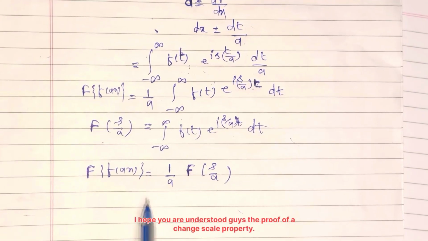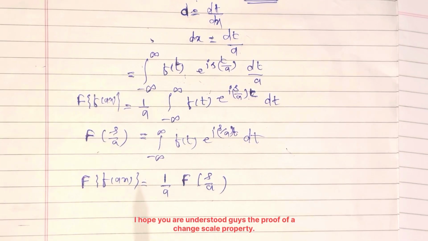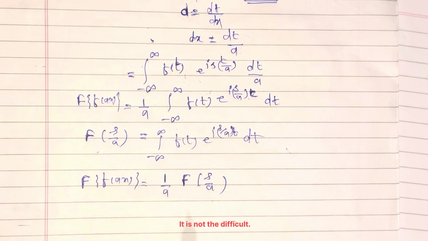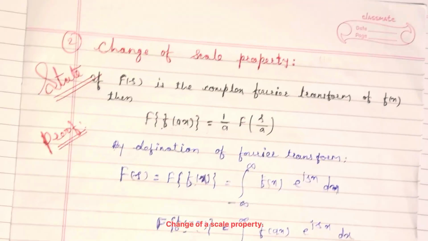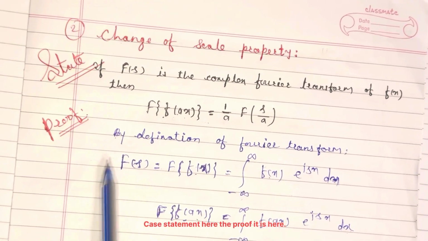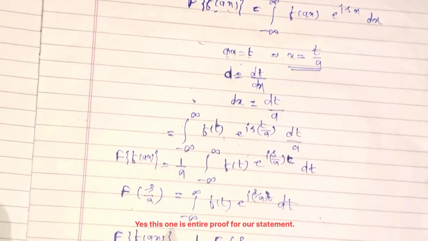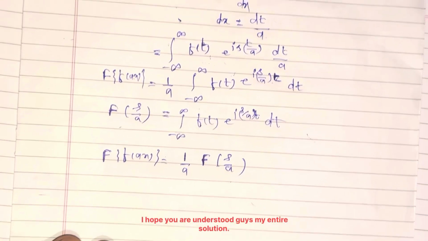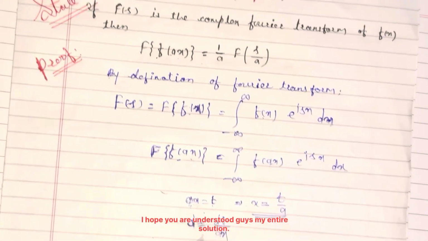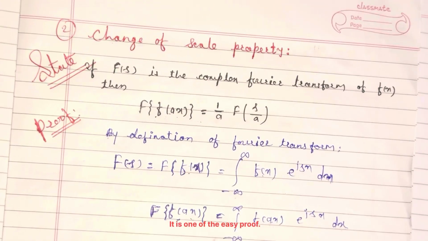I hope you all have understood, guys, the proof of the change of scale property. It's not that difficult, it is one of the easy properties, guys. Just need to understand the logic behind the property. These are the important properties for solving the examples. So for your reference, you can check my entire solution over here. Change of scale property, the statement here, the proof it is here. Yes, this one is the entire proof for our statement. I hope you all have understood my entire solution. It's not difficult, it is one of the easy proofs.